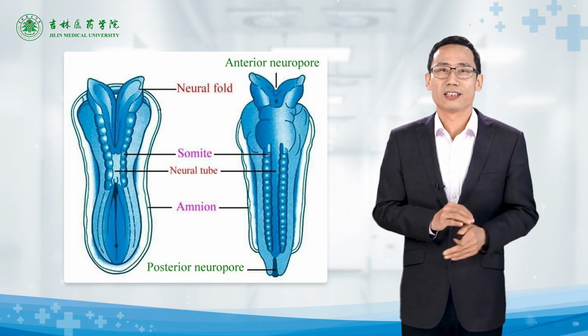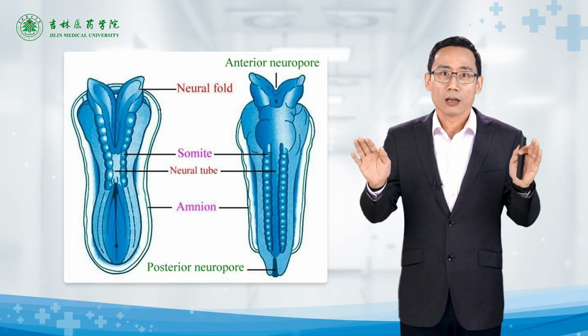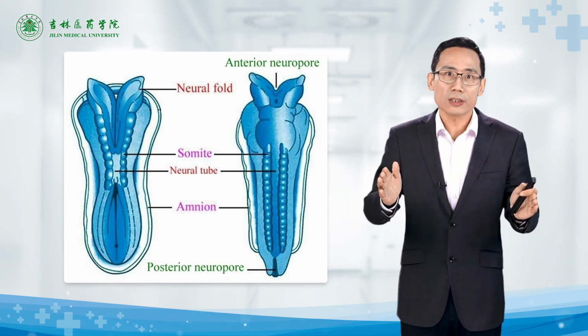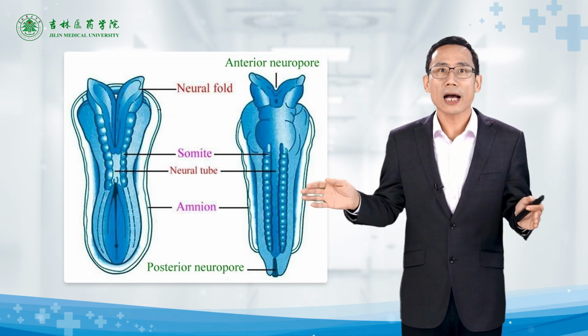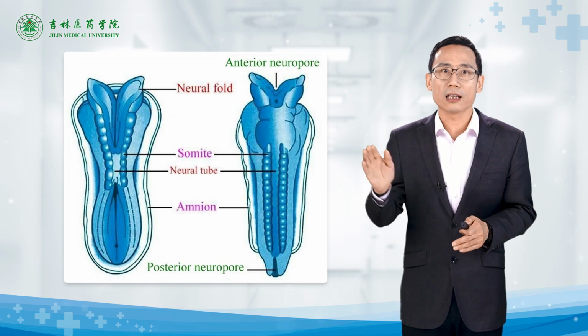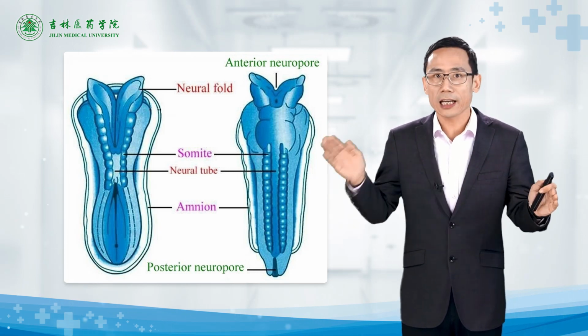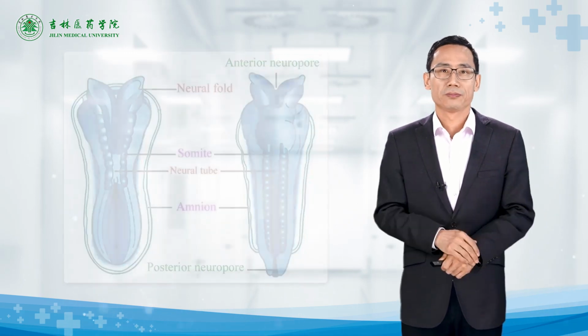In the left, we can see that the middle of the neural groove has been closed to form a part of a neural tube, while the two sides of the head and tail have not been closed. In the right picture, most parts of the neural tube have been formed, and only in the head and tail there are anterior and posterior neuropore.